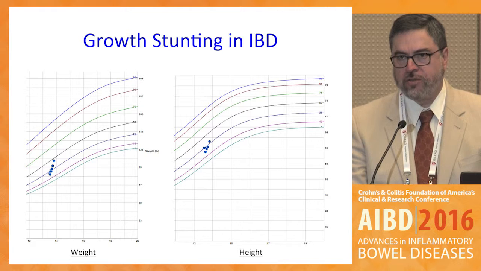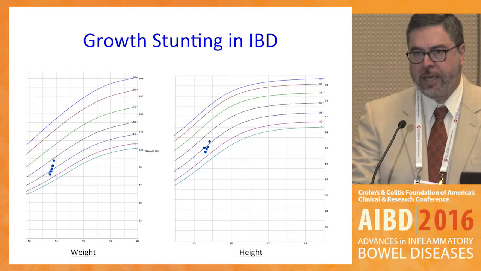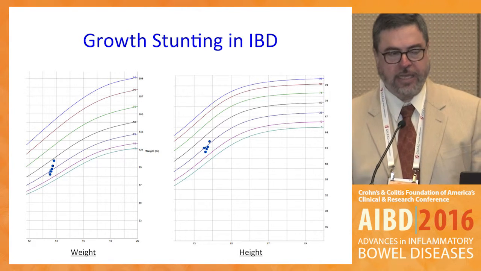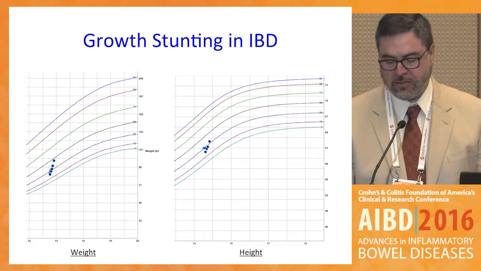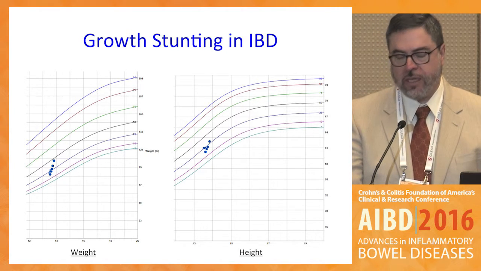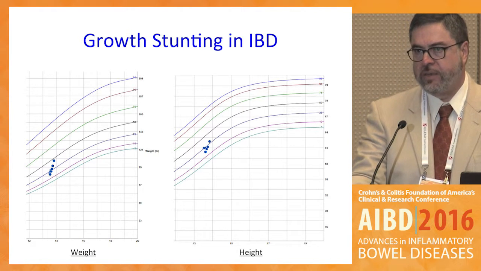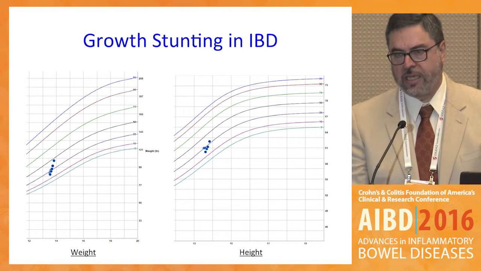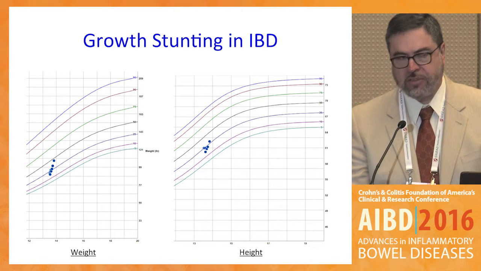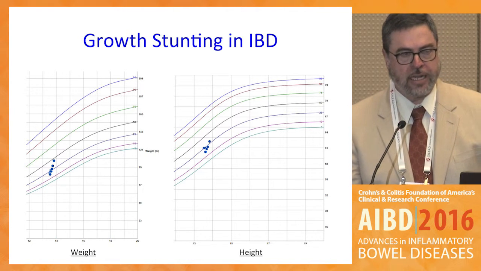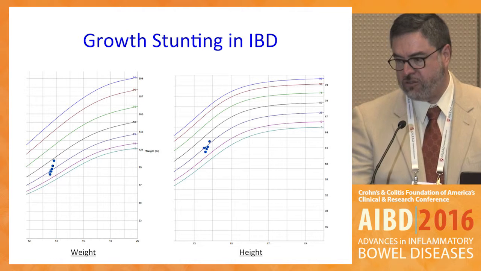So we know that exclusive enteral nutrition and biologics such as anti-TNF alpha inhibitors can in fact increase the growth Z-scores, as seen in this graph in this patient who presented with internally penetrating Crohn's disease. The intra-abdominal abscess was resolved and then he was put on adalimumab, showing very nice growth.